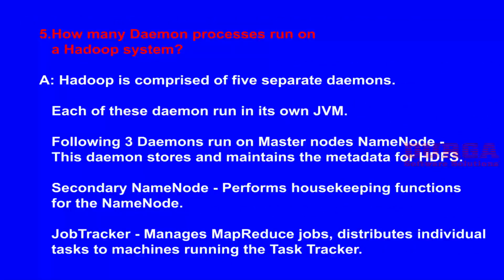How many daemon processes run on a Hadoop system? Hadoop is comprised of five separate daemons. Each of these daemons runs in its own JVM. The following three daemons run on master nodes. NameNode: this daemon stores and maintains the metadata for HDFS. Secondary NameNode performs housekeeping functions for the NameNode. JobTracker manages MapReduce jobs and distributes individual tasks to machines running the TaskTracker.